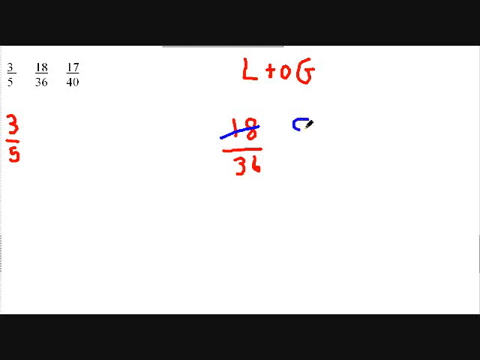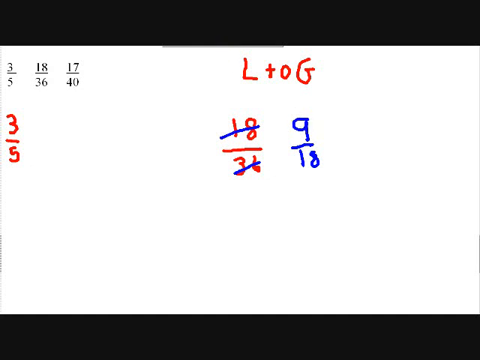Half of 18 would be 9. Half of 36 would be 18. So I wind up with 9/18. Well, I can simplify again, however I can't cut these in half. This one's an even number, so it can be cut in half, but this is an odd number. I can't cut it in half. So I need to find a different number to divide by.